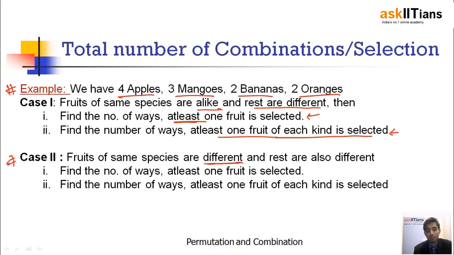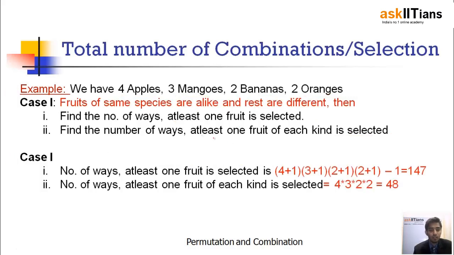And similarly, you have to calculate in part 2, where you have to consider that the fruits of same species are different. In case 1, you have to consider that the fruits of same species are alike, and in case 2, you have to consider fruits of same species are different. So let us look at case 1.